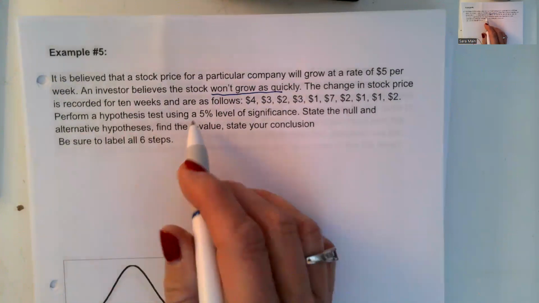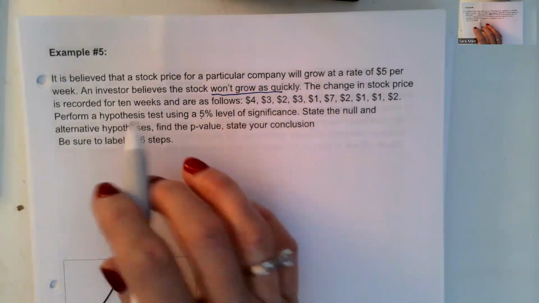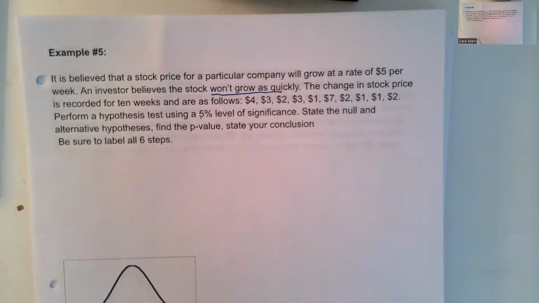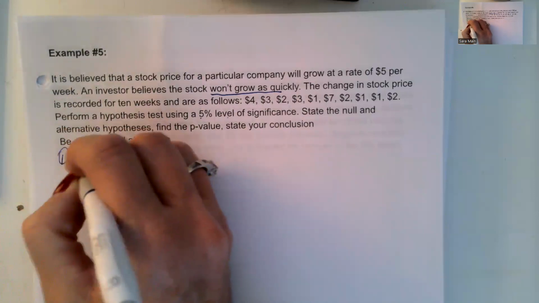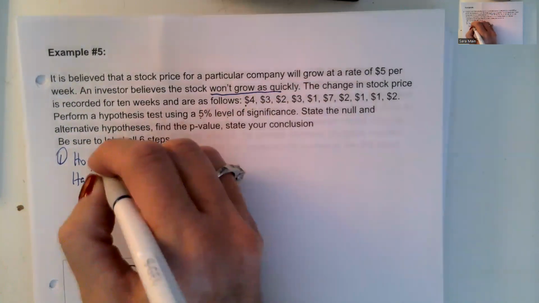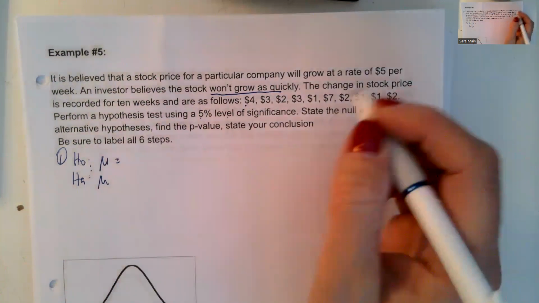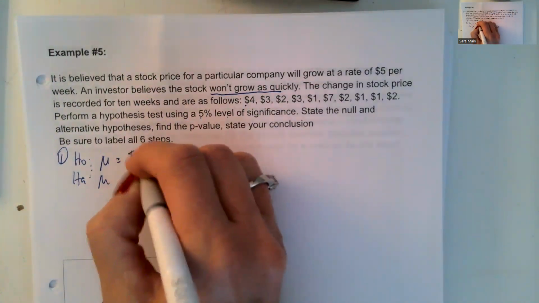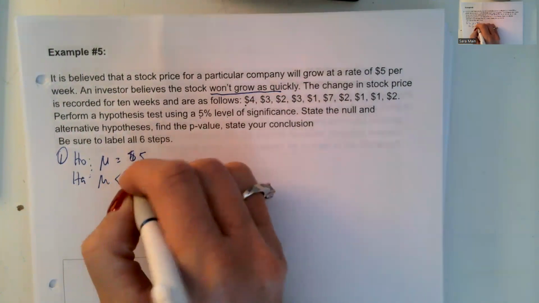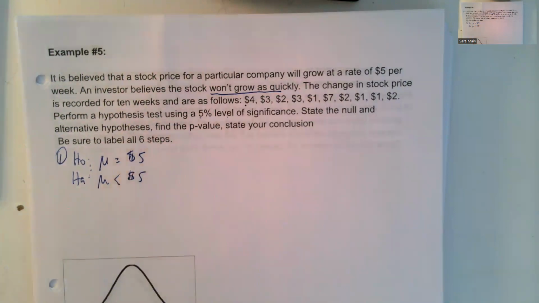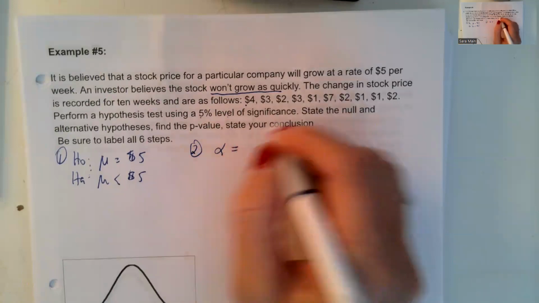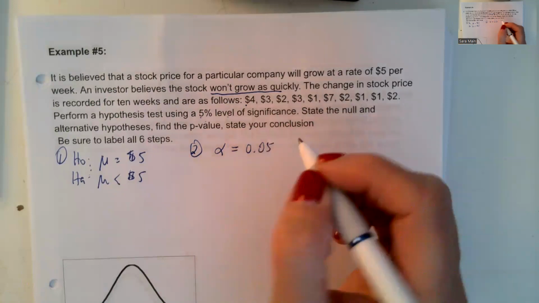Perform a hypothesis test using a 5% level of significance. State the null and alternative hypotheses, find the p-value, and state your conclusion. And I said be sure to show all 6 steps. So step 1 is my hypothesis statement. Because we have units, we are talking about means. They think it's a change of $5, but the investor thinks it's not growing as quickly, so he thinks it's less than $5 per week.